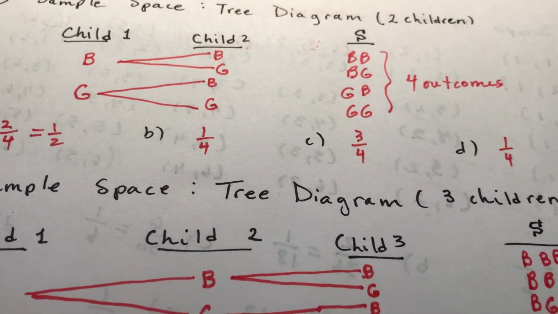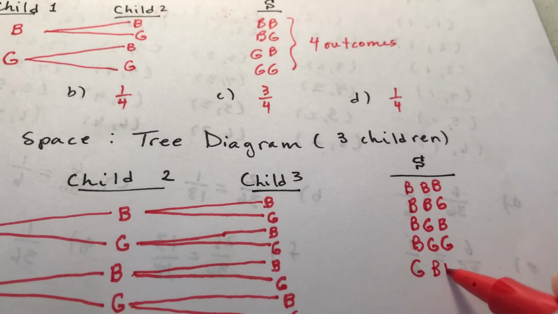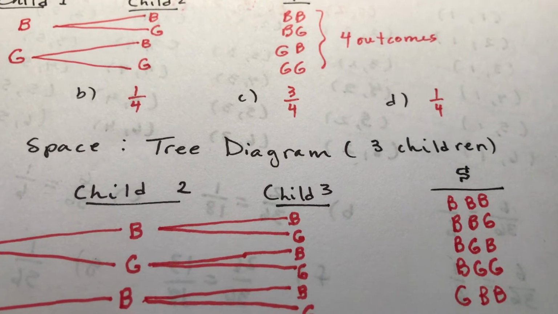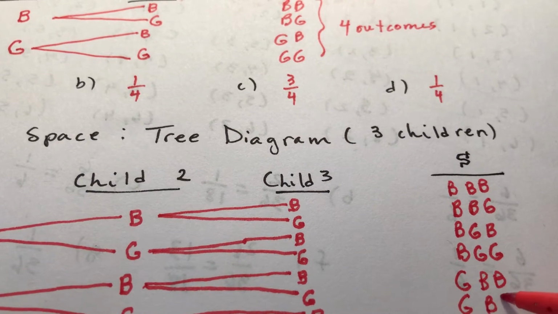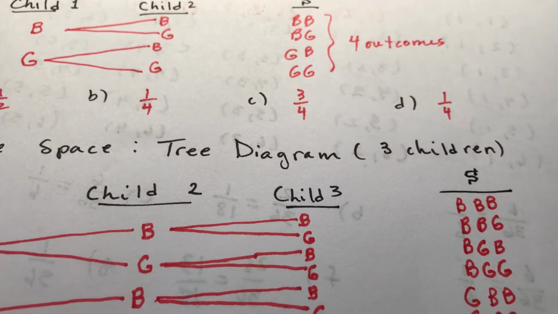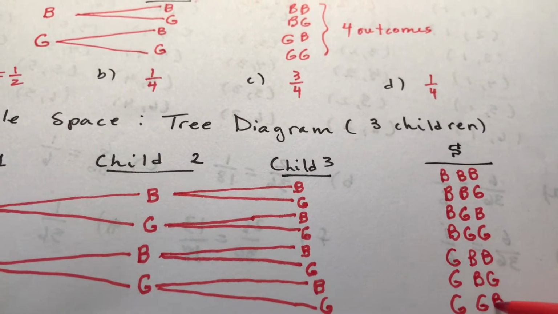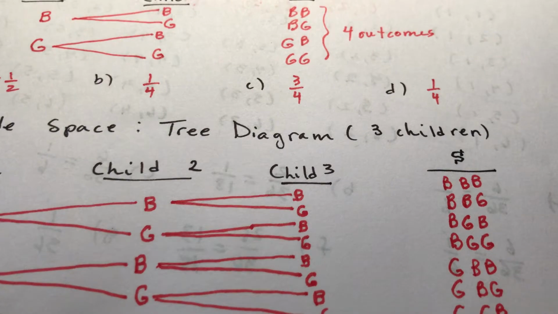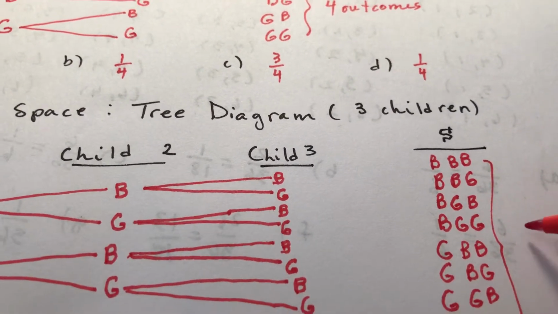Then girl, boy, boy. That's down this one, girl, boy, boy. And girl, boy, girl. Then girl, girl, boy. And girl, girl, girl. 1, 2, 3, 4, 5, 6, 7, 8. There are 8 outcomes.